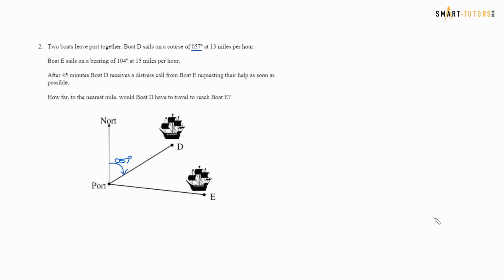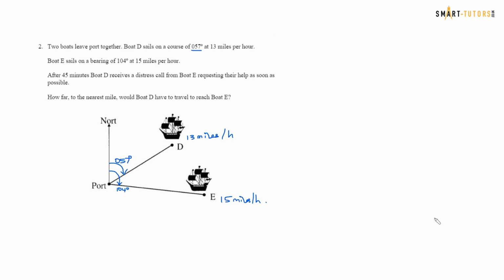The boat D is traveling at 13 miles per hour. And the next one, boat E sails on bearing 104. So 104 here to here, this angle is 104 degrees, always from north until here. And this is 15 miles per hour.